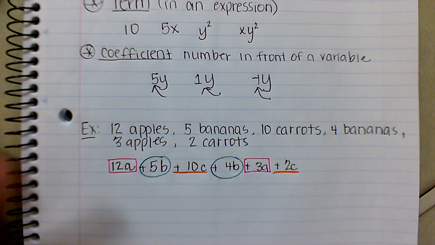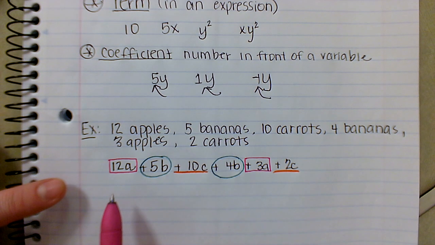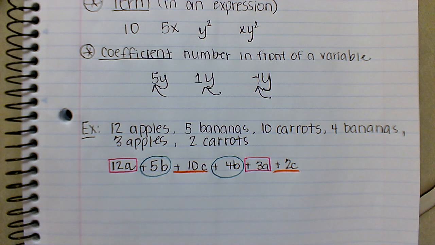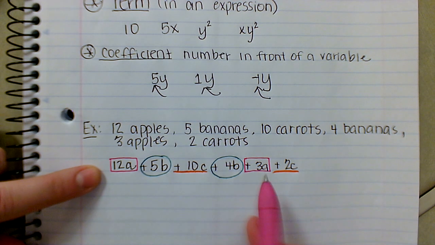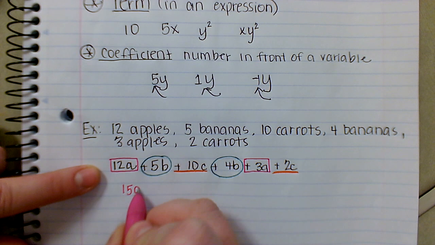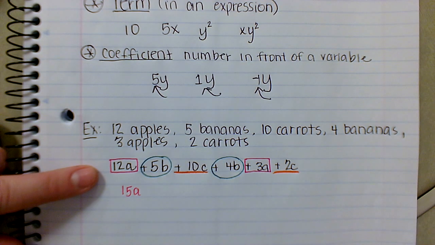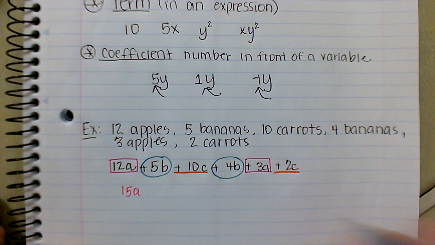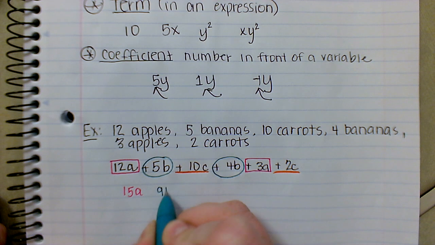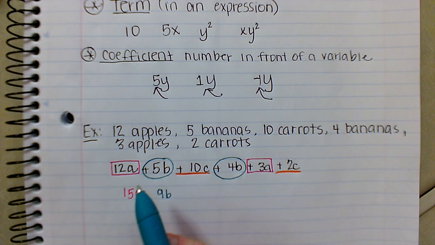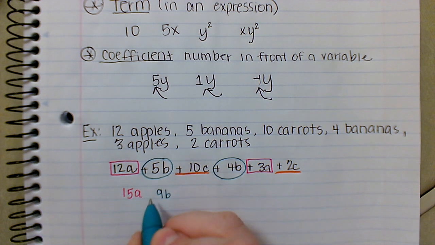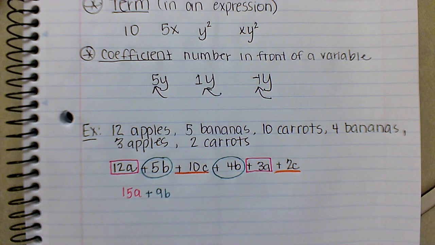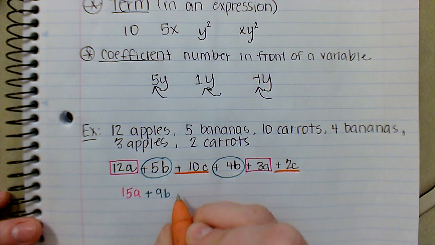Alright. So how many A's do I have? I have two different ones. So when I combine them, what do I get? 12 and 3. So I have 15 A's. Alright, now let's do my B's. How many B's do I have? 9. I have 9 B's. Okay, when I combine them, is that going to be positive or negative? Positive. So I'm going to put a plus sign right here. Okay? How many C's do I have? Positive or negative?